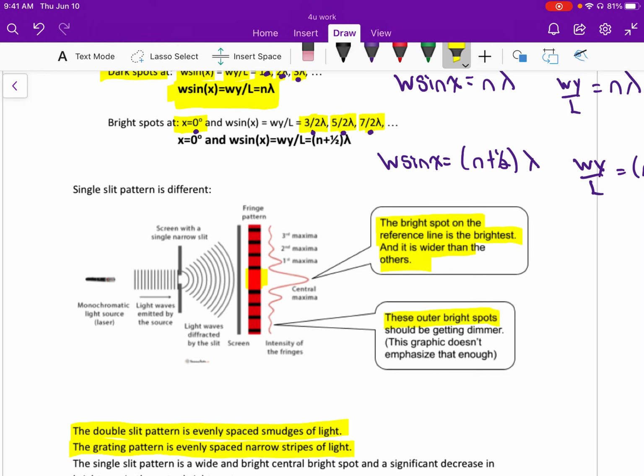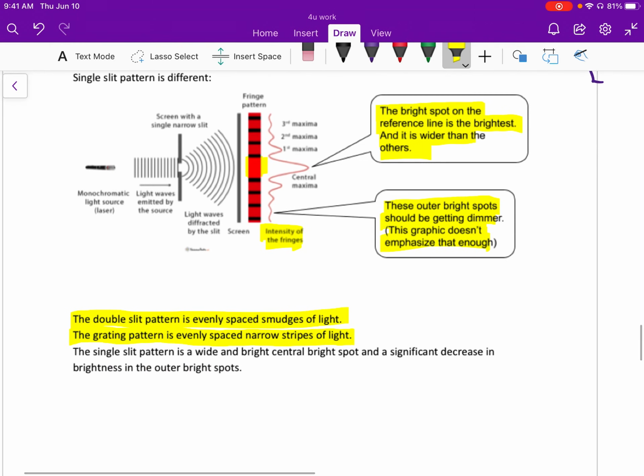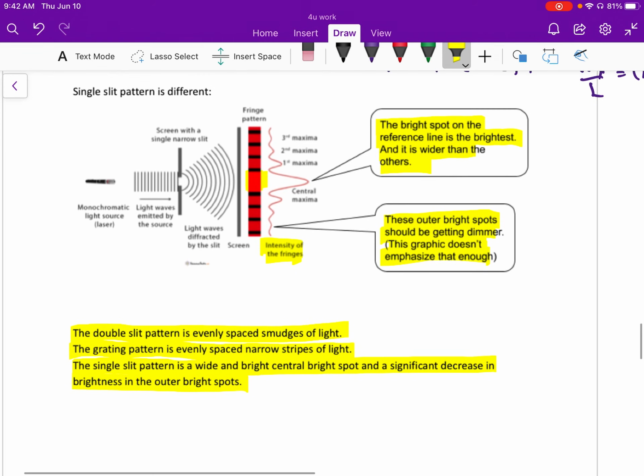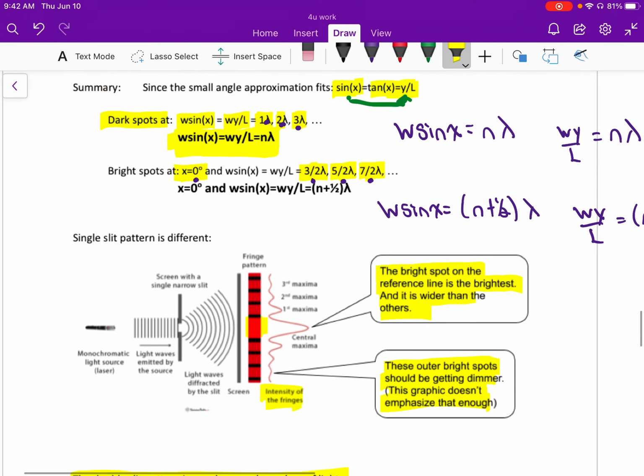And the outer bright spots, this particular one that I found doesn't show very well, but those outer bright spots get dimmer and dimmer and dimmer. You can kind of see it with this sideways graph. So the single slit pattern, bottom line is it's just different. The proofs are a little bit different. We end up with a central bright spot that's really bright and wider, and then evenly spaced after that, and getting significantly dimmer as we go. I think that's all the talking I want to do about single slits.